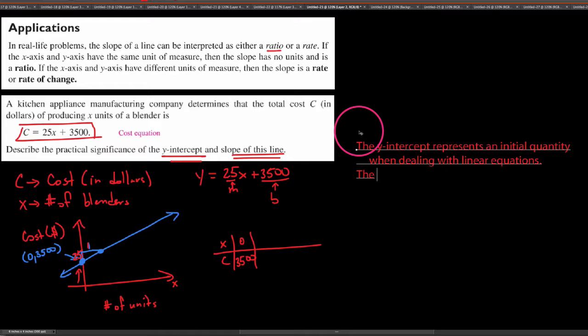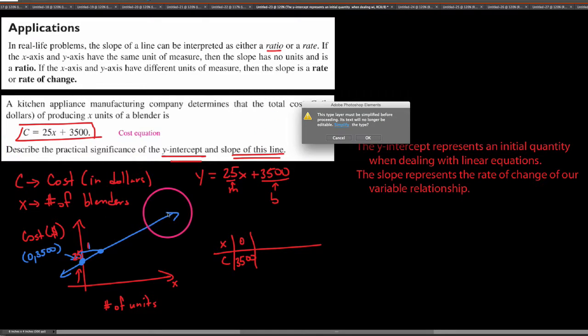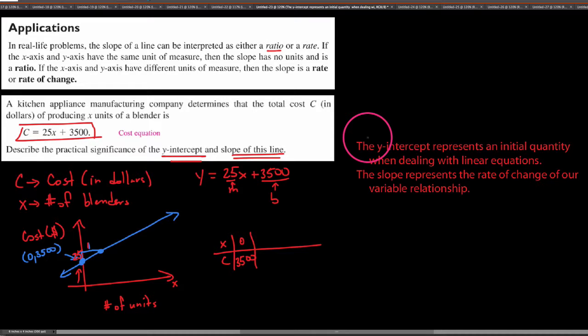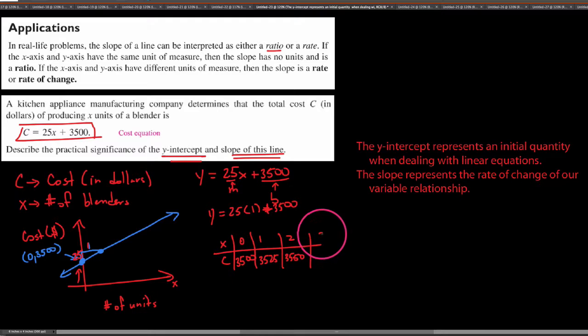And then what we're going to see also is this: the slope represents the rate of change of our variable relationship. If we were to continue this table and put some more points on there, what you're going to see is every time x goes up by 1, the cost goes up by 25. As a matter of fact, if we plugged in 1, we would get 25 times 1 plus 3,500, which is 3,525. And if we were to make 2 blenders, the cost would be 3,550. And if we were to make 3 blenders, we would get 3,575. And this would continue to go on.